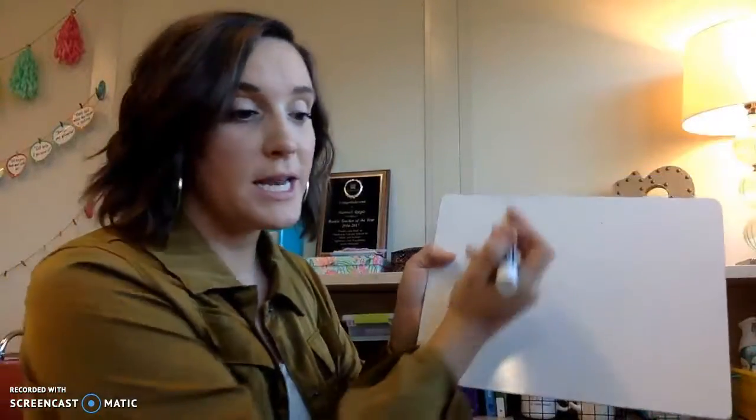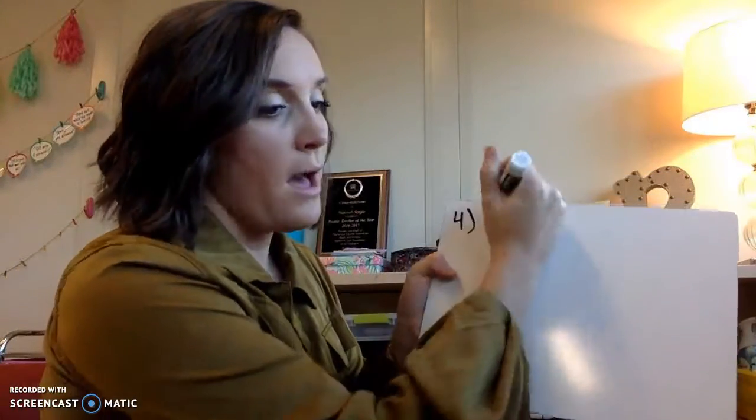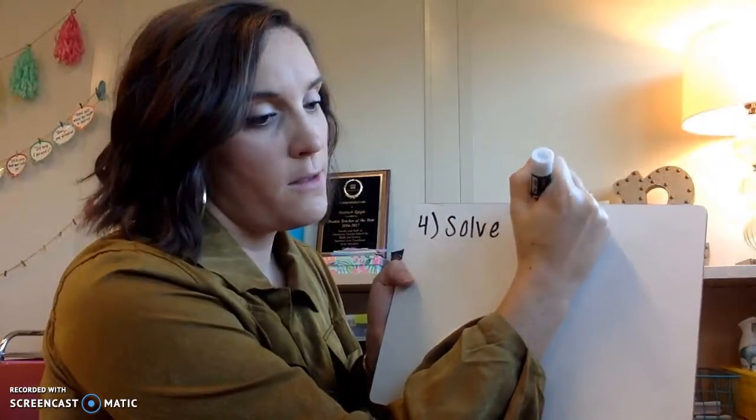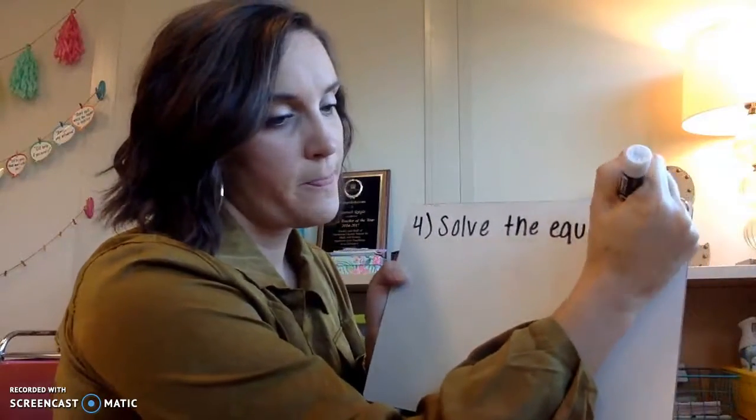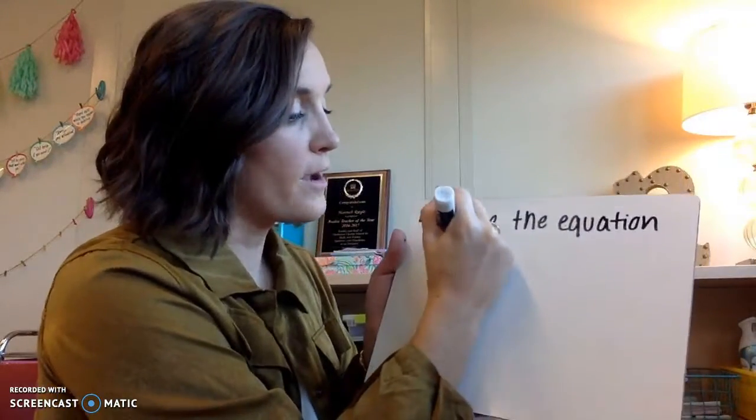Going on to step 4, you have to get that x by itself. When the 99 is right beside the x, that is representing multiplication. So the opposite of multiplication will be to divide. So solve the equation for x.